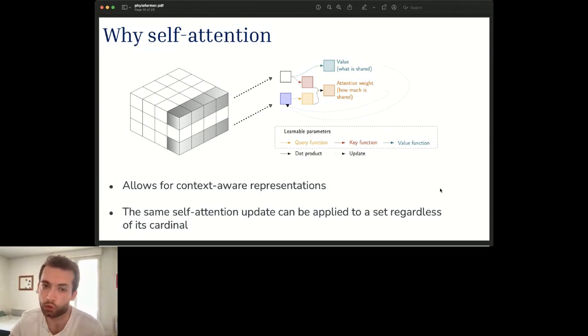So in our case, what we want is to share information among the different pairs in the alignment to improve the final prediction. And another point to put forward is that the same self-attention update can be applied to a set regardless of its cardinality, which allows us to apply the same method, the same trained neural network, to alignments of arbitrary size, both in the number of sequences and in the sequence length. Because I didn't mention this before, but existing deep learning approaches, as far as we know, not only limit themselves to alignments with only 4 sequences, but also to alignments with a fixed maximum sequence length.